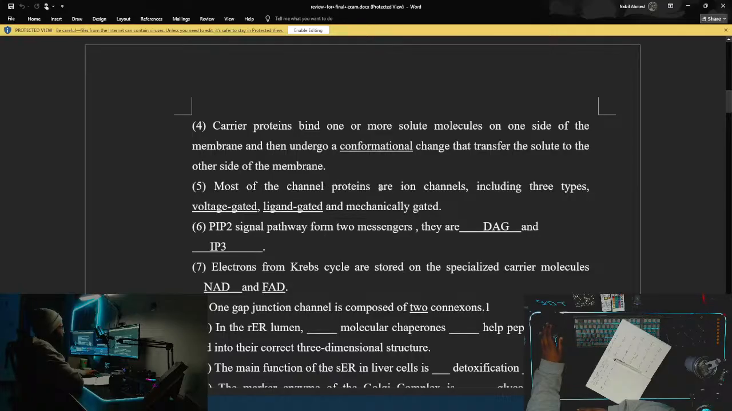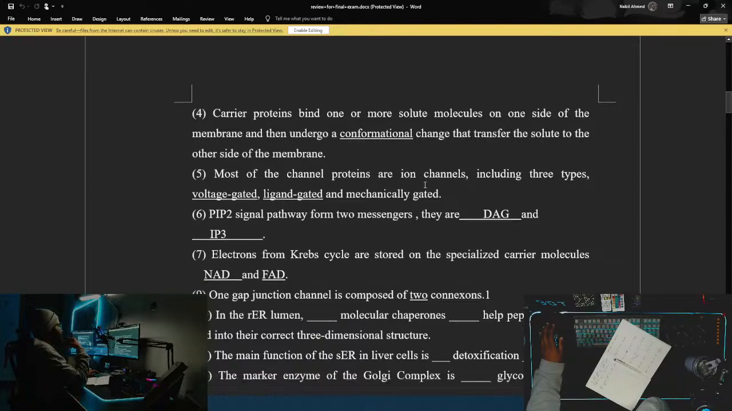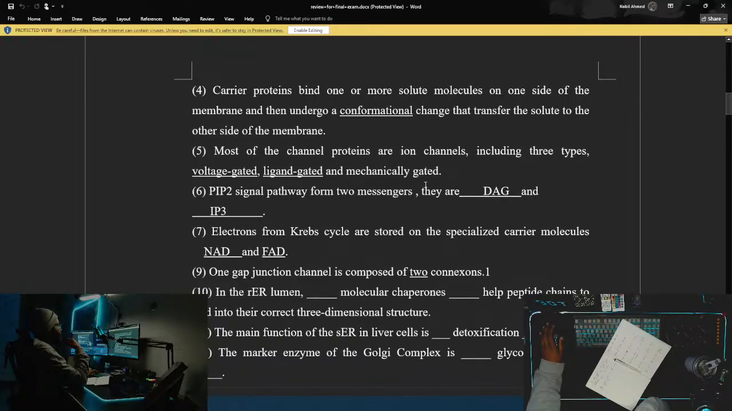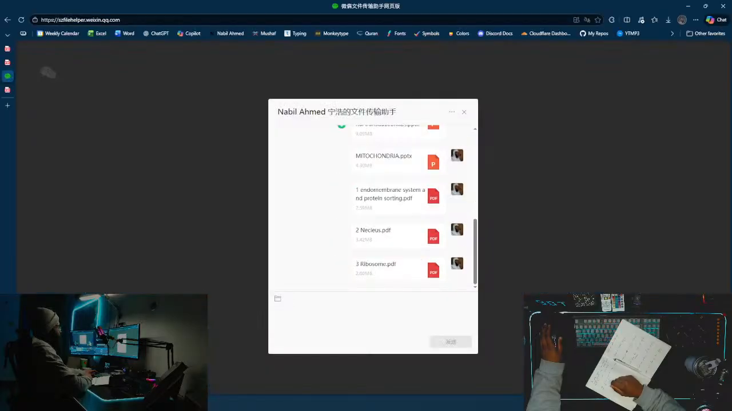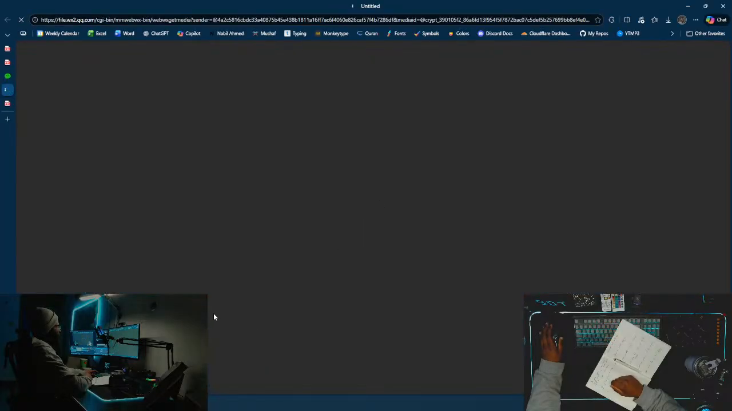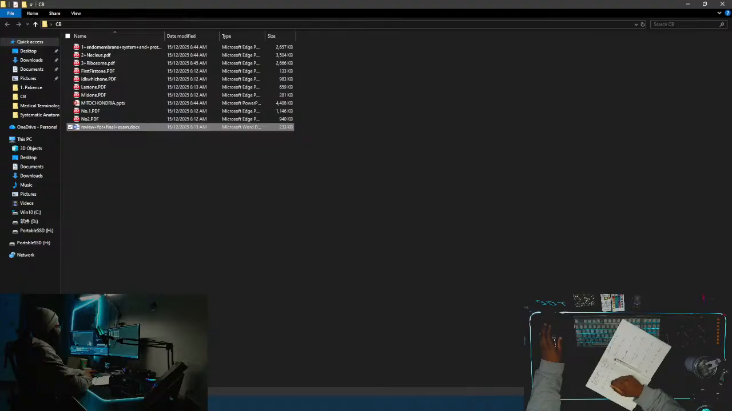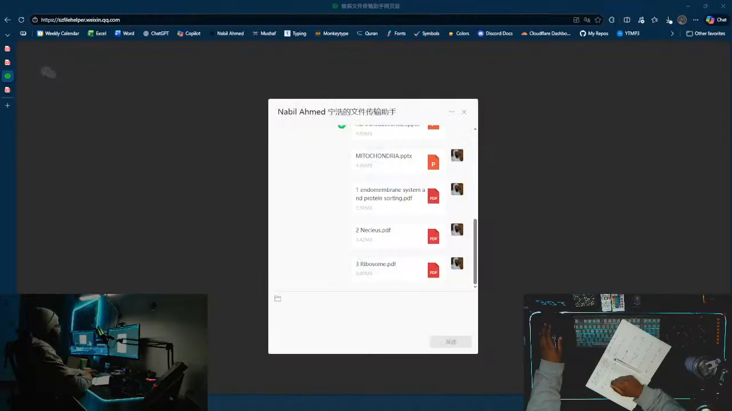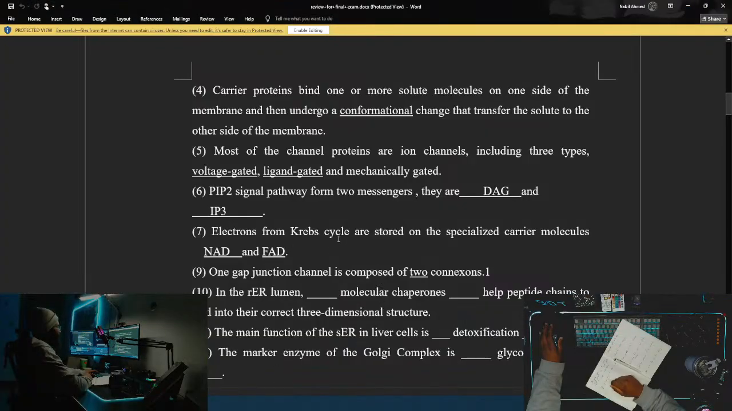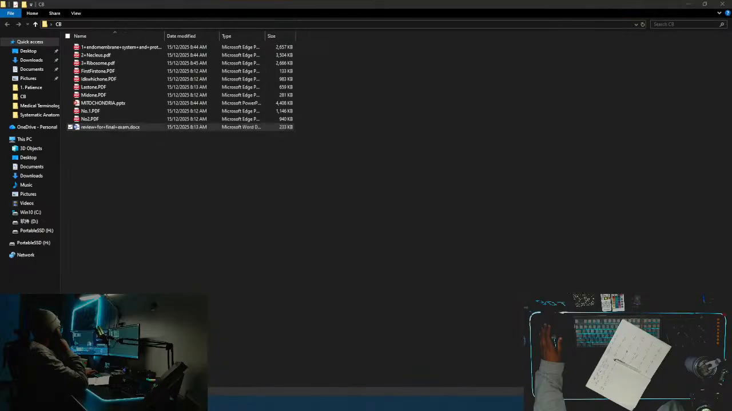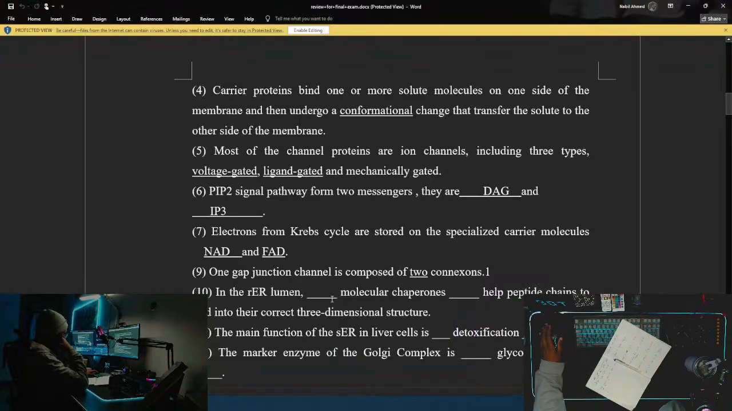Most are voltage-gated and ligand-gated. And IP3, and those are in the intermembrane system. It's in the Krebs cycle and whatnot. Anyways, here's cell signaling. We'll continue.